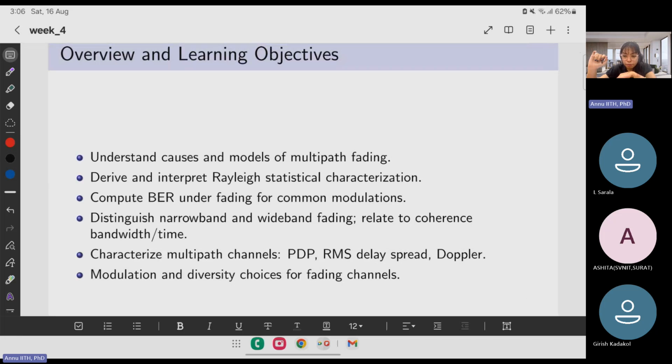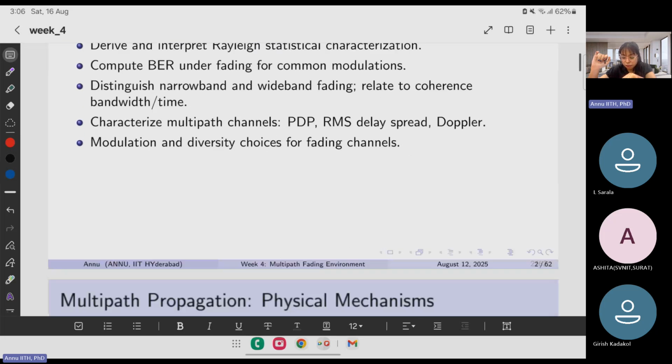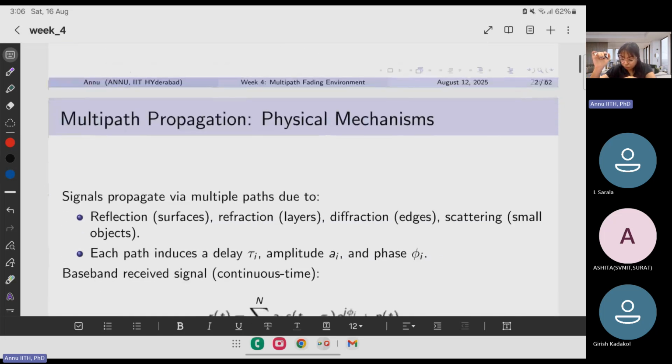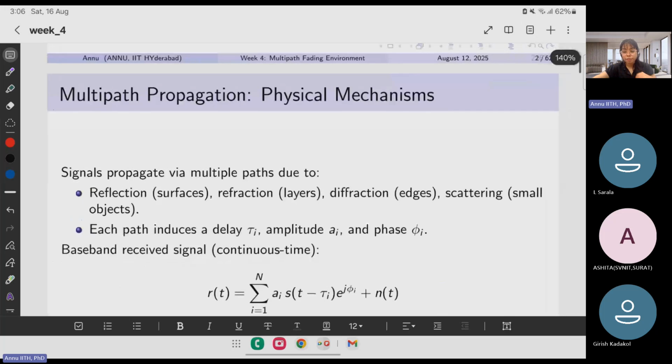So these are the topics which are taken from the Sir's lecture slides, and then we will directly solve the problems related to week 4.